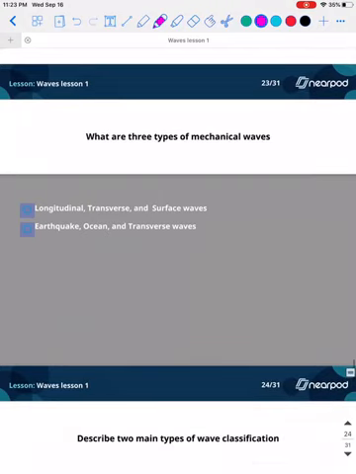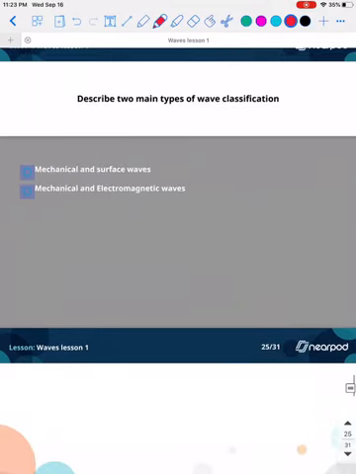So what are the 3 types of mechanical waves? That will be right here. We have longitudinal, transverse, and surface. All of those are mechanical waves. Describe 2 main types of wave classification. Well, we have mechanical and electromagnetic. Remember, mechanical, medium. Electromagnetic, no medium.